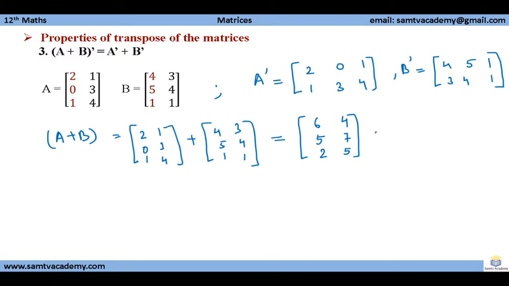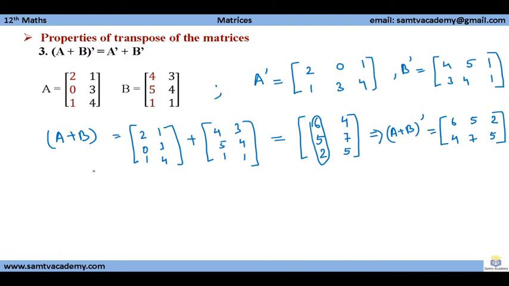Next step is to find A plus B transpose. Here, the first column we will change to row. So 6, 5, 2, and the next column 4, 7, 5 will change to row 4, 7, 5. This is A plus B transpose.